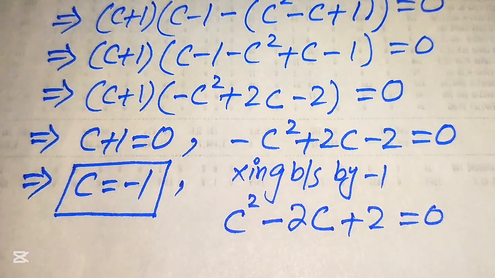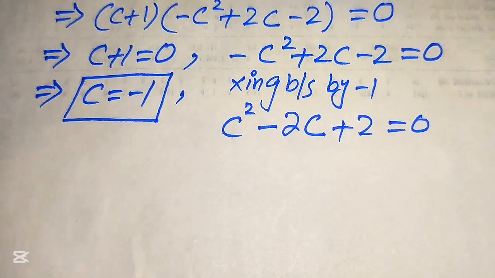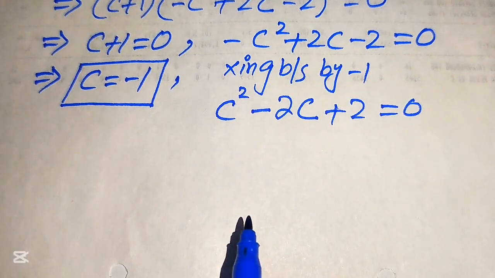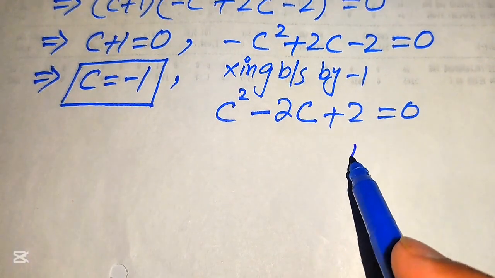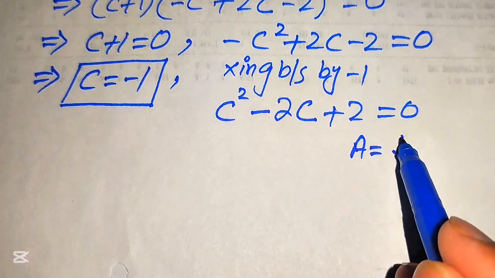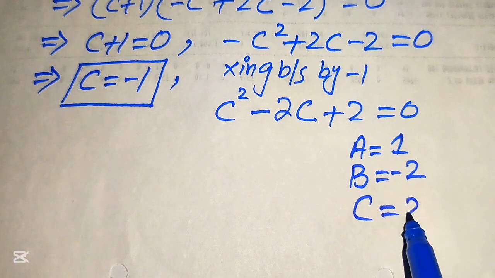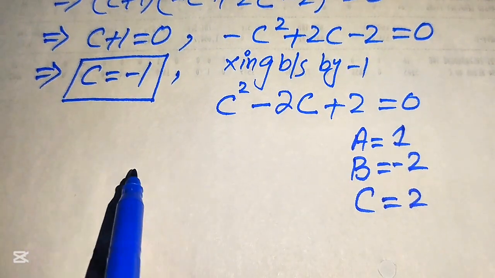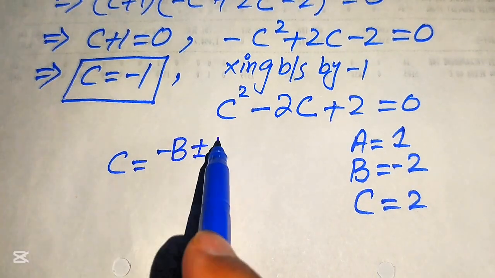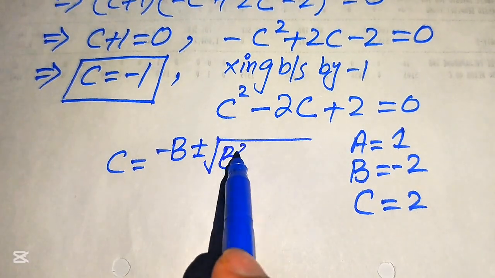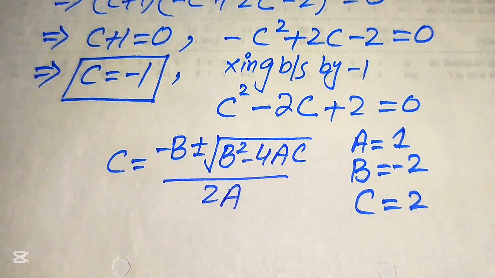So you see here, this equation becomes a quadratic equation in standard form in the c variable. So here we can apply the quadratic formula in order to solve this quadratic equation. First we can write the coefficients of this equation: capital A equals 1, capital B equals -2, and capital C equals 2. And we state the quadratic formula as c equals minus B plus minus square root of B square minus 4AC, divided by 2A.